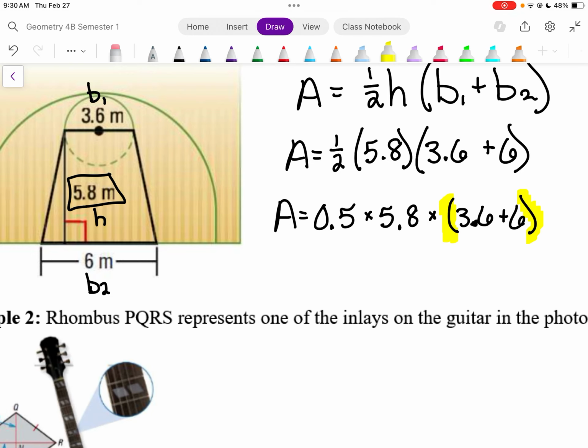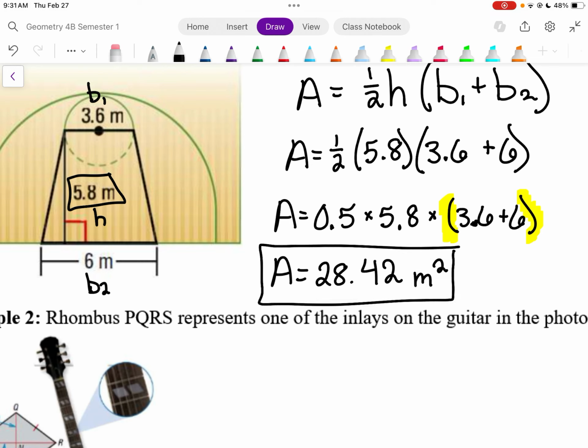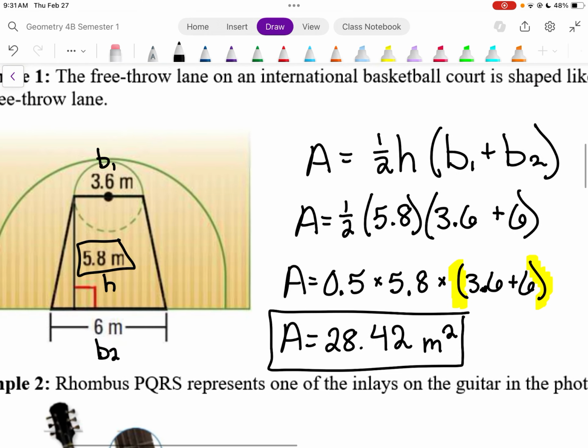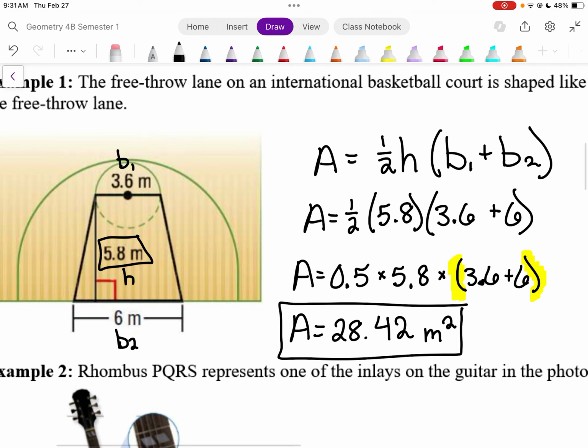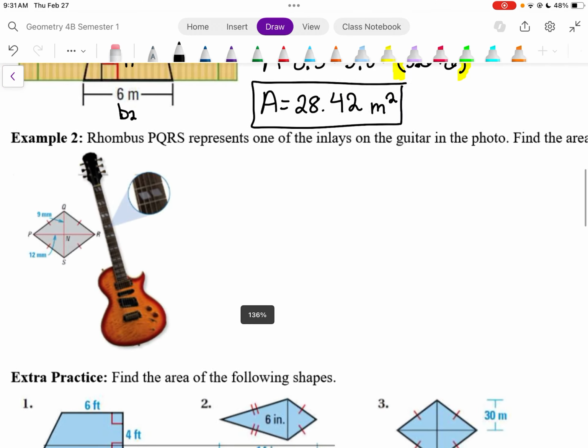All right. And with that one, once you type it in, you would get the area of 28.42, and the units were meters, so we would have meters squared. All right, so that is an example of how you would find the area of a trapezoid.